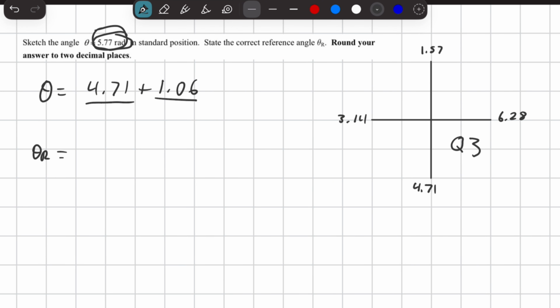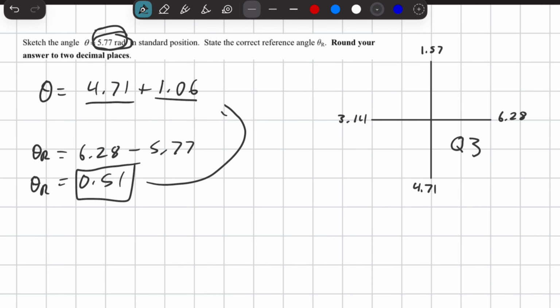So 6.28 take away 5.77, and that is going to be 0.51. So your reference angle is 0.51, and to confirm that, we just add it to here, and we should get 1.57, which we do, just because the angle between here and here is 1.57 radians.